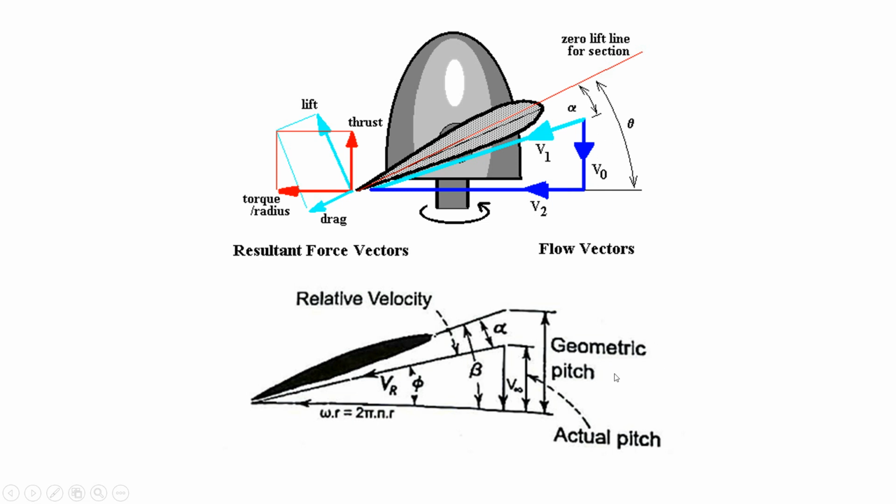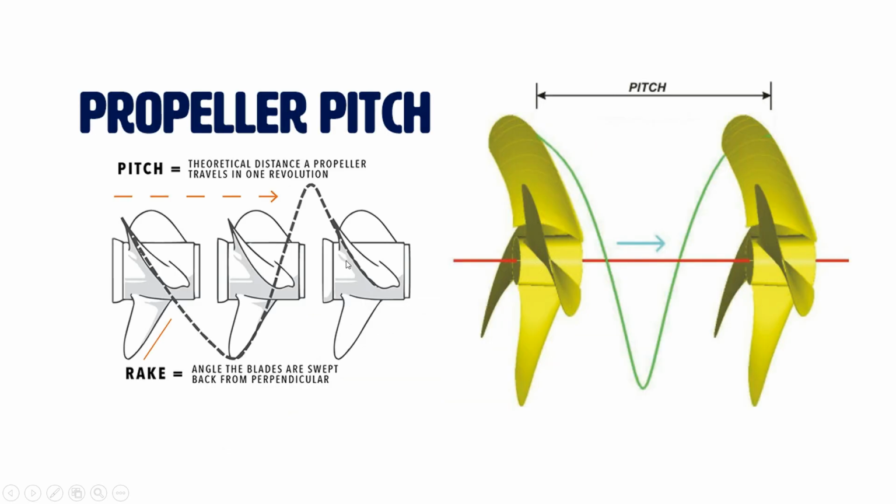We'll see how to measure pitch in a propeller probably in the next slide. And this is your actual pitch. So that is your V0. The height of your V0 will be your actual pitch. So this is your propeller pitch.